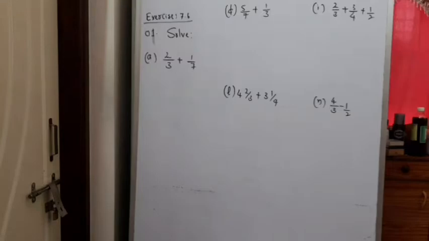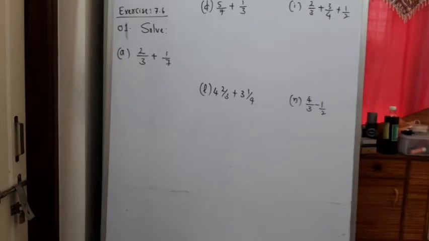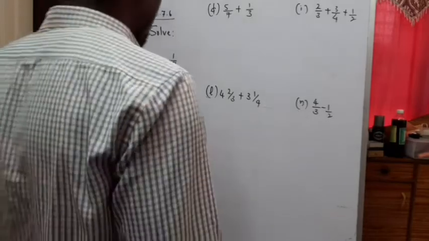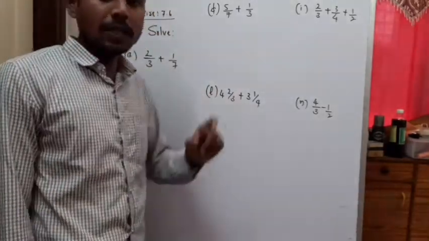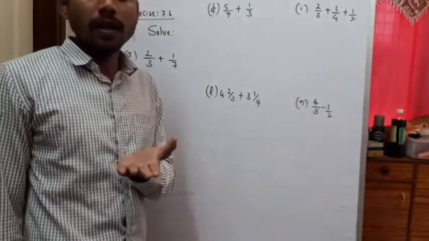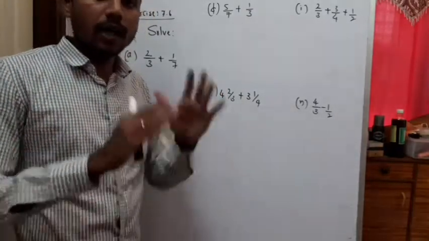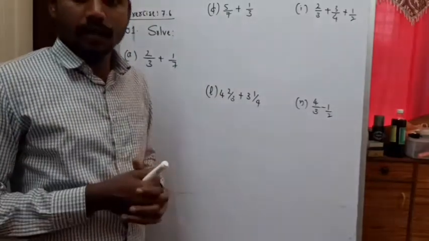Students, we will continue with exercise 7.6. In this, you are going to add or subtract fractions with different denominators. So these fractions are not like fractions. In that case, you need to take the LCM to make the denominators equal, then you can add. I told you the condition for adding fractions is that we need to make the denominators equal.